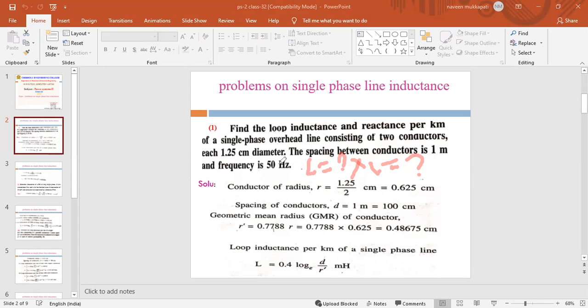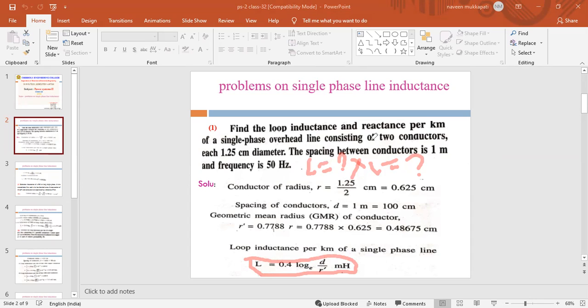Then what is the formula for that inductance? Inductance L is equal to 0.4 log D by R dash. That is the inductance formula when we have two parallel conductors.